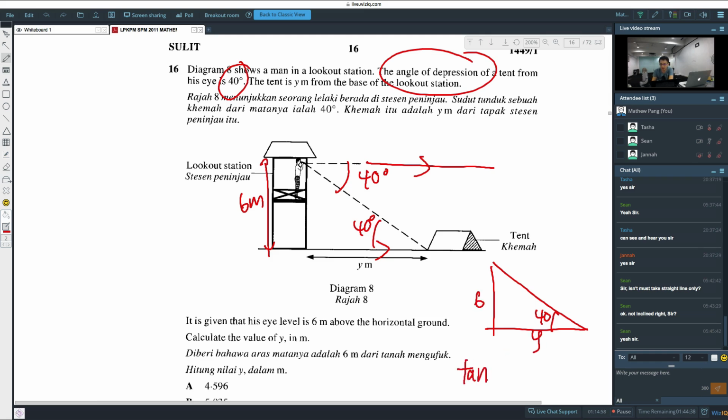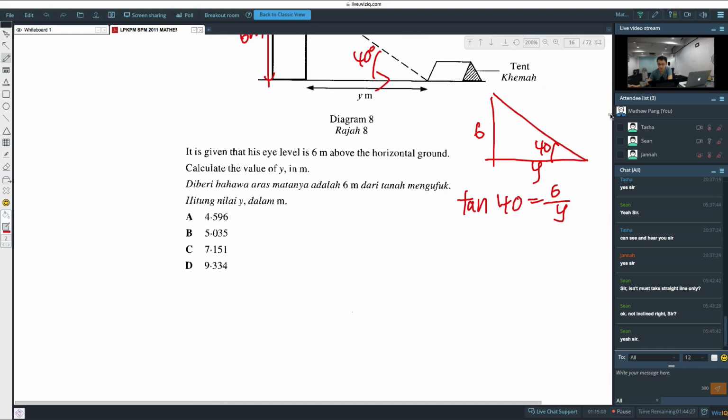Then I can use tangent to find my Y easily. Tangent 40 equals 6 over Y. Then I can know my Y basically is 6 divided by tangent 40. So you just solve this one. Then Y will equal 6 over tangent 40. And you use your calculator, you should be able to get the answer easily.